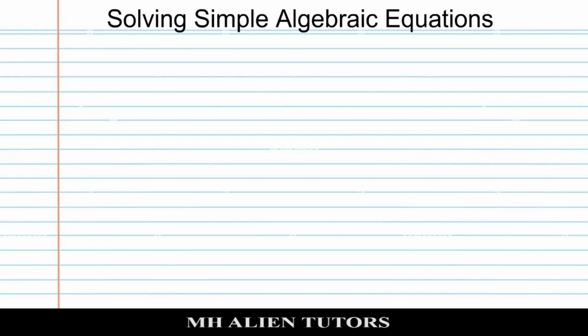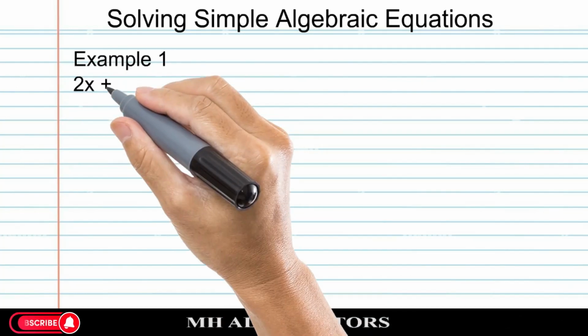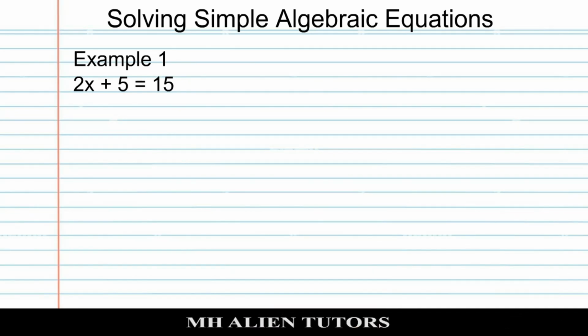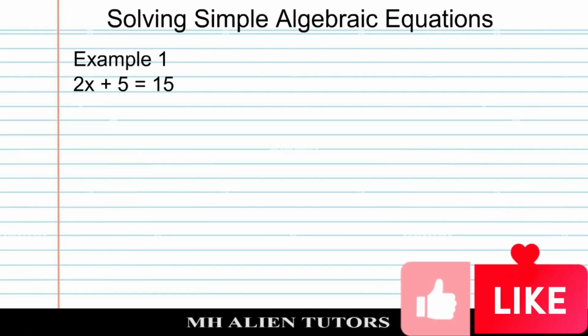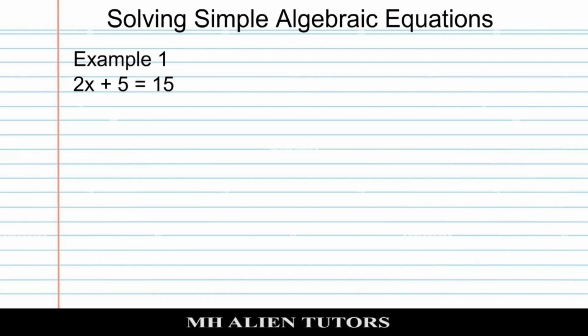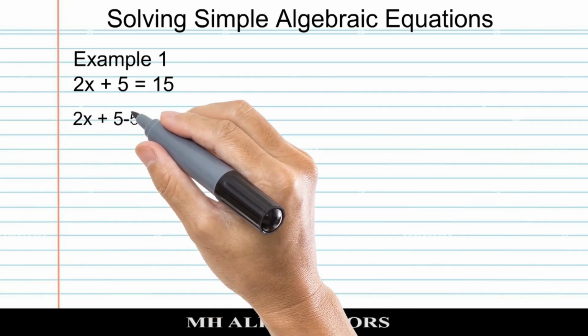Let's practice some examples. Example number 1. We have 2x + 5 = 15, and we want to find the value of x. We will follow the rules I mentioned to solve this algebraic equation. Solution. First of all, we want to cancel 5 by subtracting 5. We will subtract 5 from both sides.